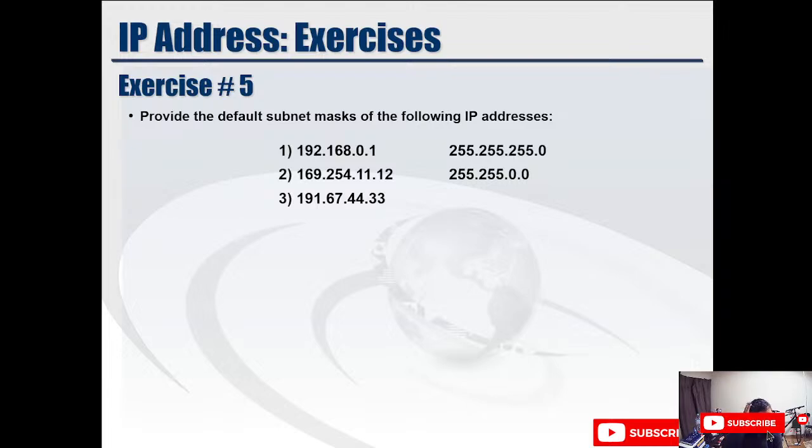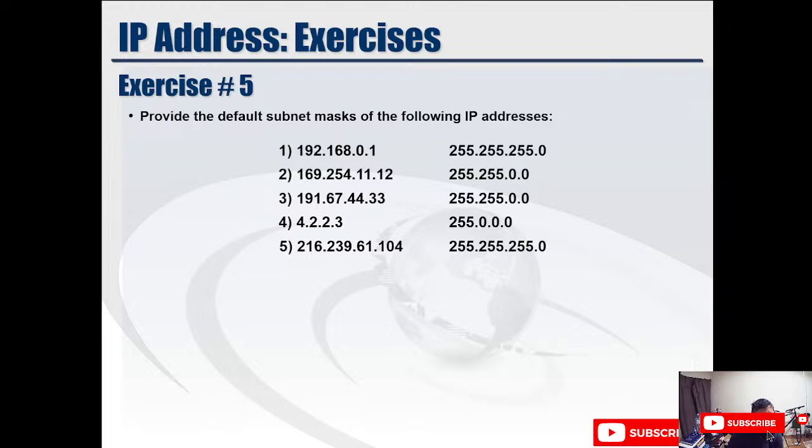No? Madali lang i-memorize itong mga classes, di ba? So, dalawang 255. Number 4, this is 4. Diba? 4 ang nag-una. So, this is class A. So, isa lang na 255. Number 5. Number 5 is class C. So, tatlong 255. Diba? So, very basic to understand kung anong subnet mask ng isang IP as long as alam mo yung class ng IP address. Okay? Okay, proceed.